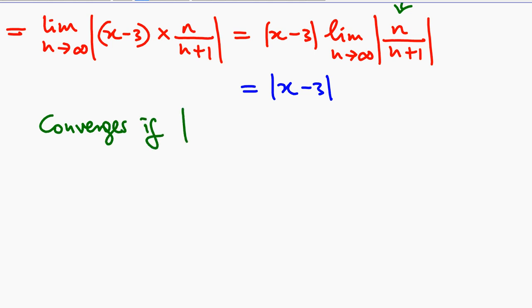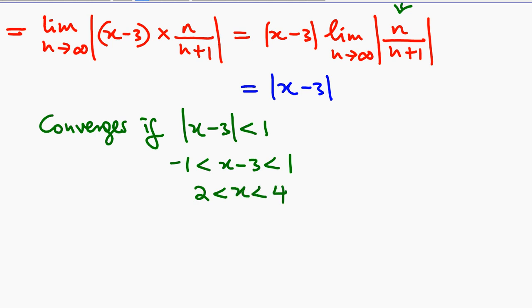if, and you can write this inequality as negative 1 less than x minus 3 less than 1, and then add 3 on both sides. We'll end up with x between 2 and 4. Now we have to check the endpoints.